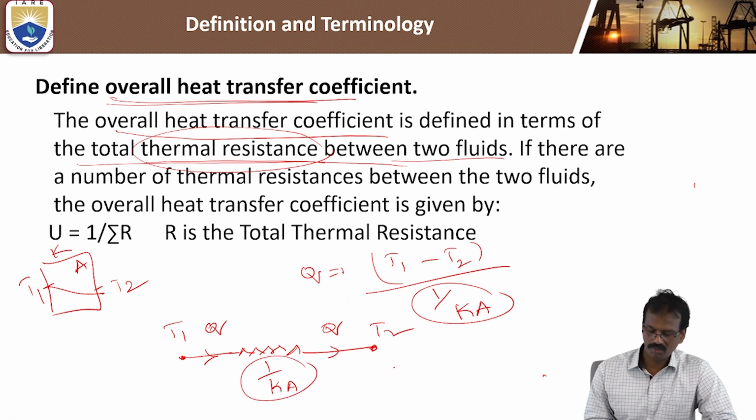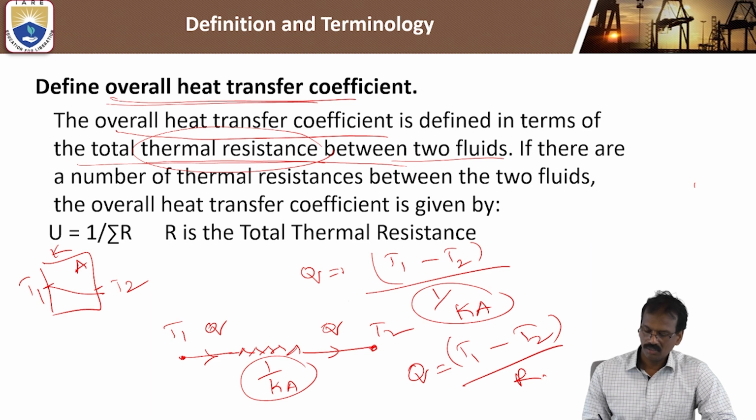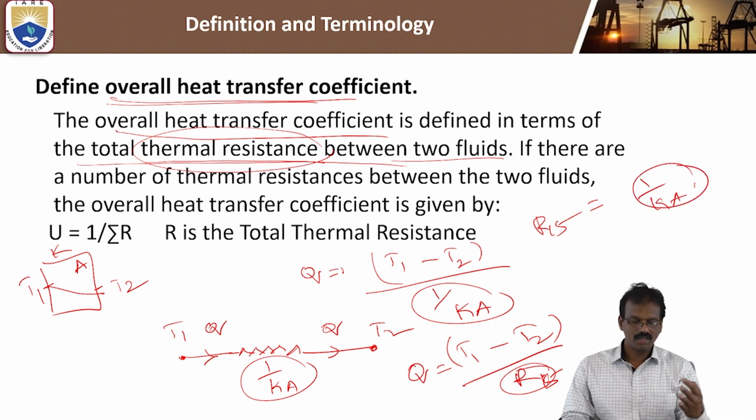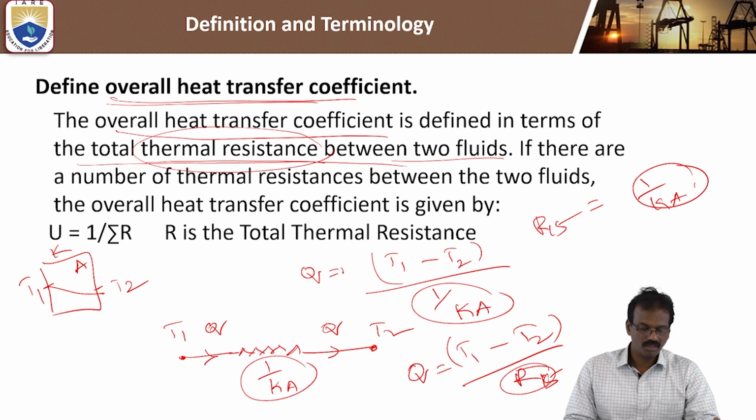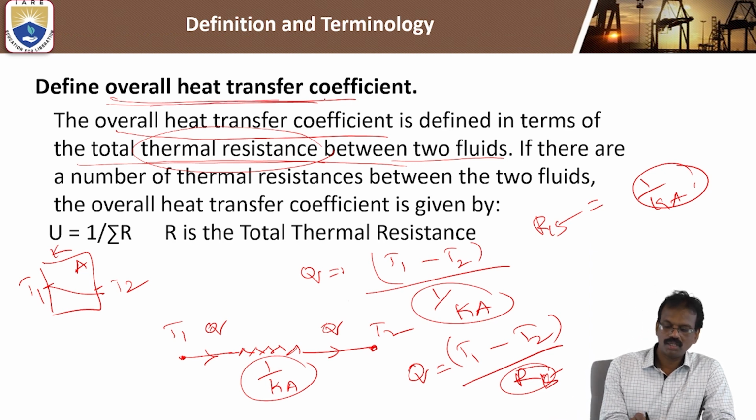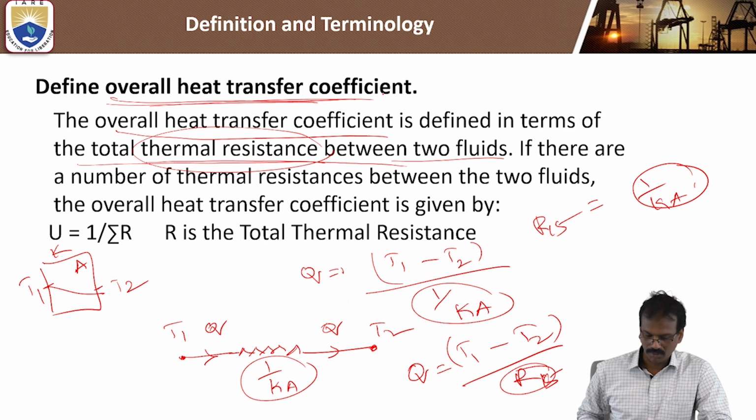So we can rewrite like this one. Q is equal to initial temperature T1 minus final temperature T2 by R. This R is the thermal resistance, RTH. RTH is equal to nothing but 1 by K for one slab. If you take more number of slabs, you have to add all the thermal resistances of the corresponding slabs or corresponding objects. That shows the overall heat transfer coefficient. We'll see one more example also.